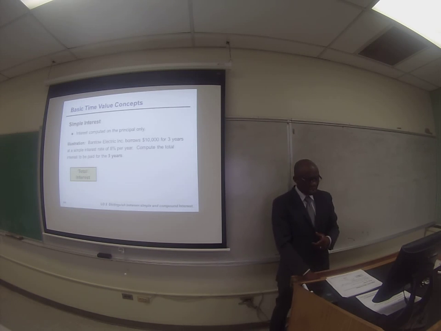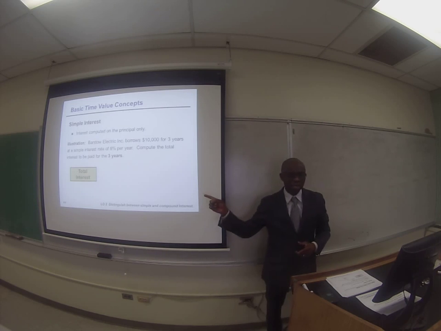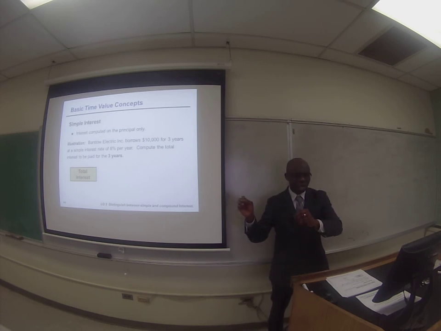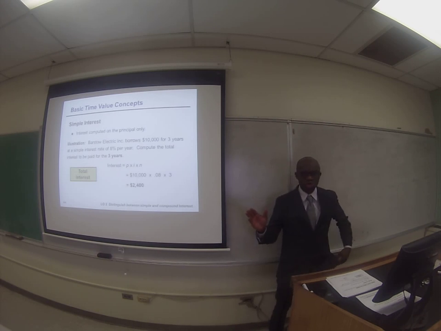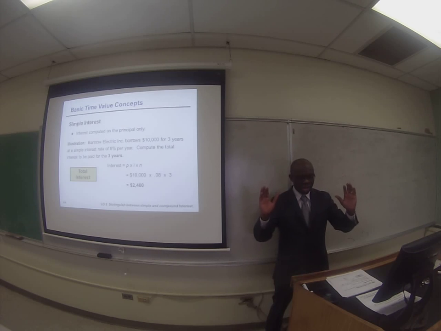Now, let's explain this a little bit further. Here is another example. Let's assume that we are computing the total interest to be paid over a 3 year period. For simple interest, we are going to calculate the interest only on the principal. Okay, in this case, we are going to use the same formula, as you can see. 10,000, which is the principal, times 8% multiplied by 3, that will give you 2,400. Again, we are calculating interest strictly on the principal.